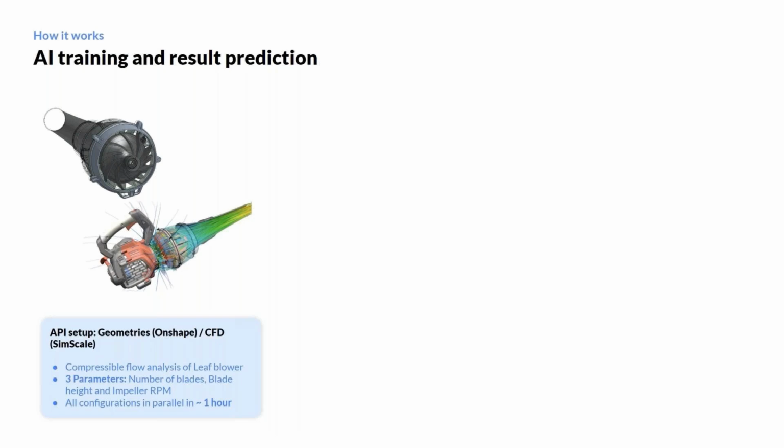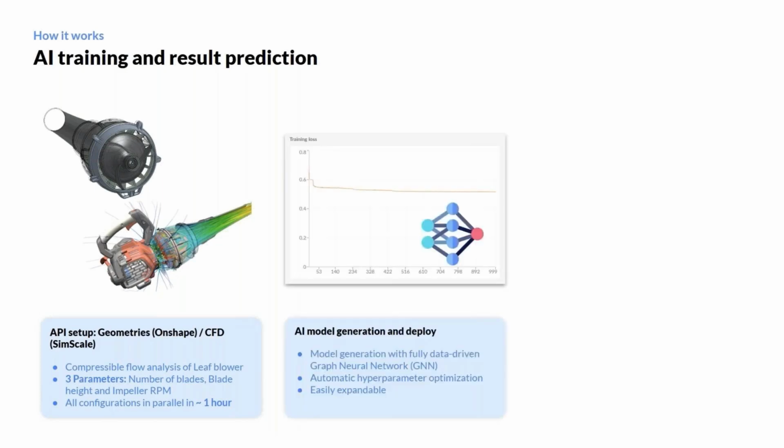We decided on 3 parameters: number of blades, blade height, and impeller RPM, and we ran all configurations in parallel in about 1 hour. I think initially we ran about 25 simulations for that one. Then we do an AI model generation and deploy.